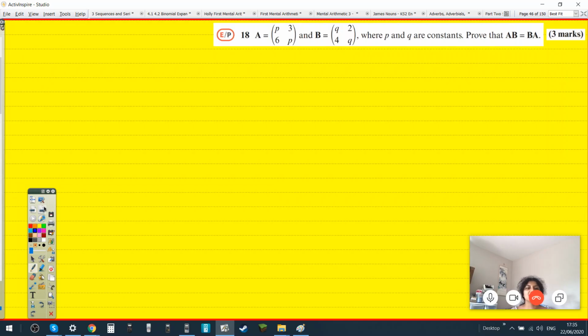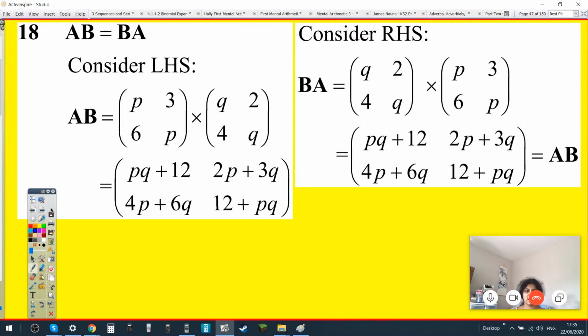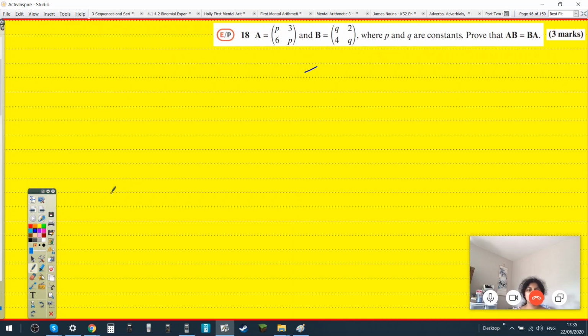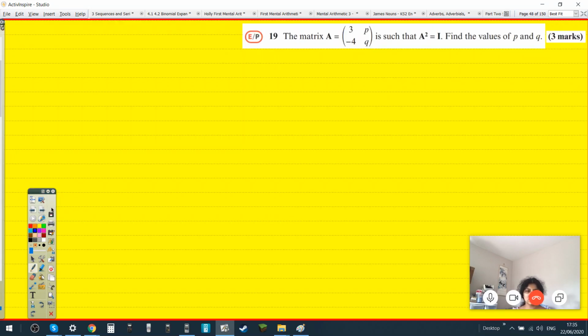Well done. Let's see. Prove that A times B is equal to B times A. I think you'd be fine with that. Just multiply one by the other. I'll try. Multiplication's still a bit confusing, but I'm getting it.